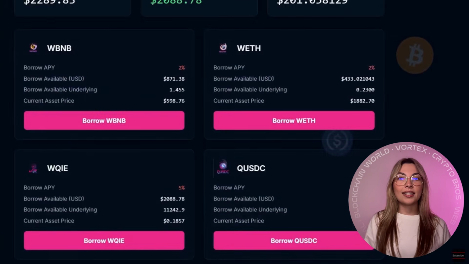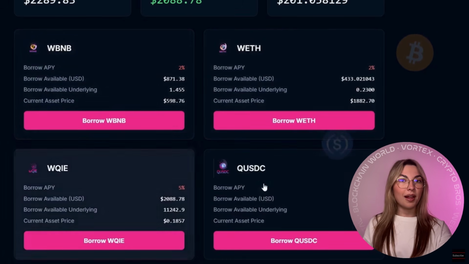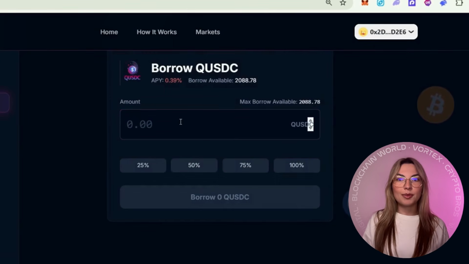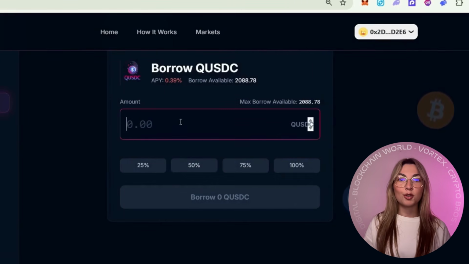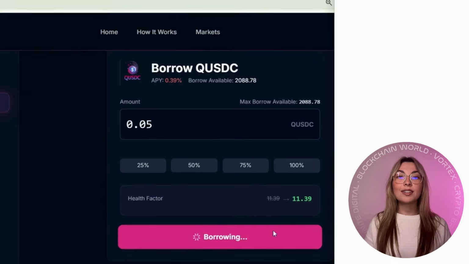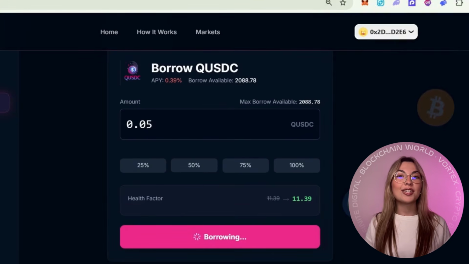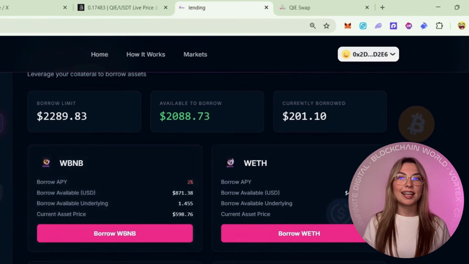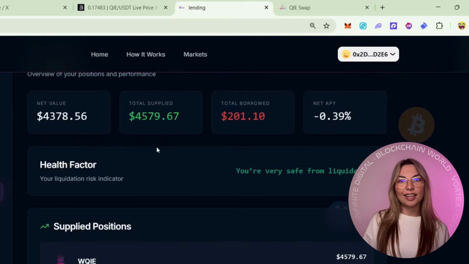The same thing applies on the borrowing side. You can supply QUSDC, then borrow against it in assets like wrapped Qi if you want to increase your exposure. A common move is to borrow QUSDC at a low rate and use it to buy more Qi, effectively increasing your position size without adding new capital. It's the kind of strategy that's usually reserved for people with big balances because of fees, but here it's realistic for smaller portfolios too.